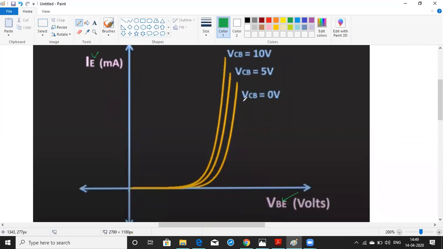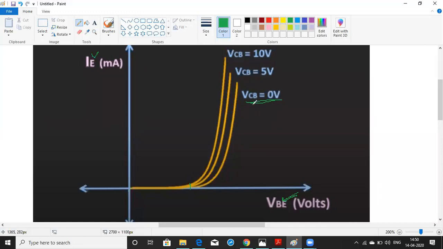So at VCB, we have considered VCB as a constant. If you are varying the VCB also, there will be a change in the emitter current. Whenever you are increasing the collector base voltage, the emitter current is also going to increase. And what is the forward bias characteristic of a PN junction diode? Whatever voltage you are applying at the input side, whenever it crosses the depletion layer voltage or barrier voltage, then the current will start increasing, right?